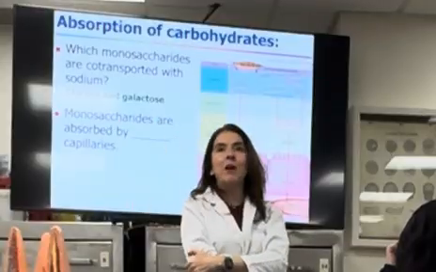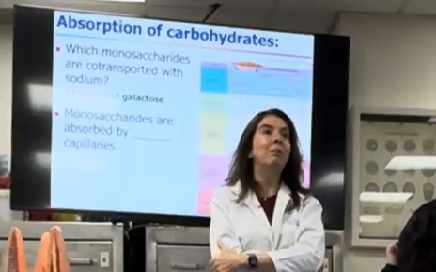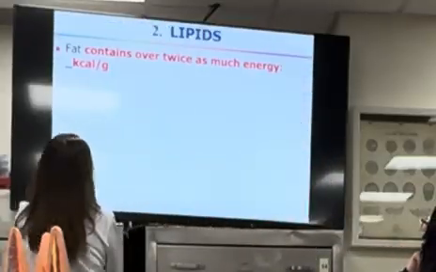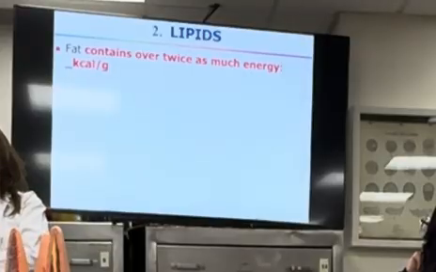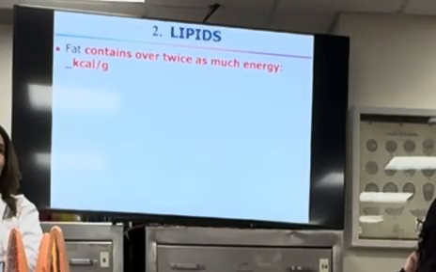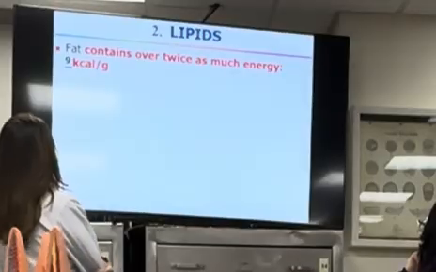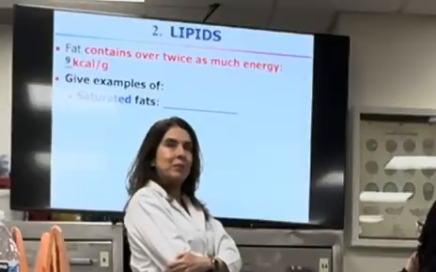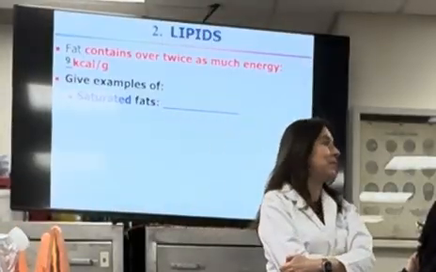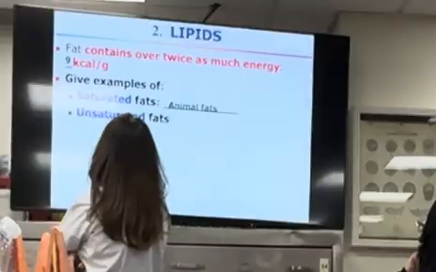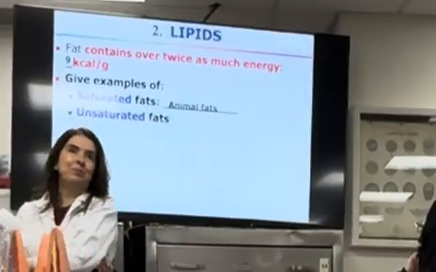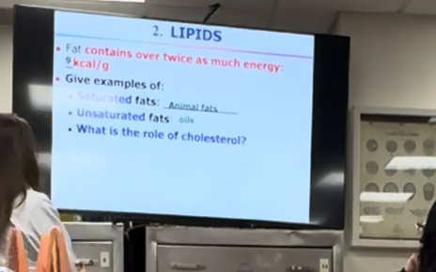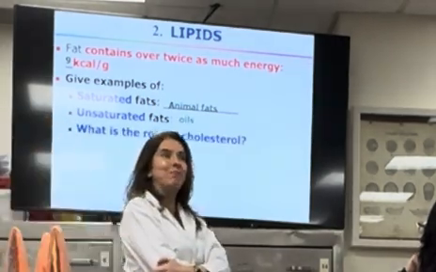So monosaccharides are absorbed with what type of capillaries? Blood capillaries. Okay. Lipids. How much energy in a gram of lipids? 9 kilocalories. Right? What would be an example of a saturated fat? Animal fats? Yes. Very good. And unsaturated fats? Oils. Okay.